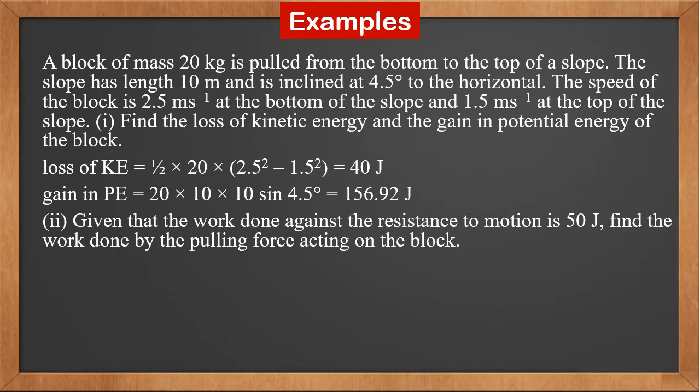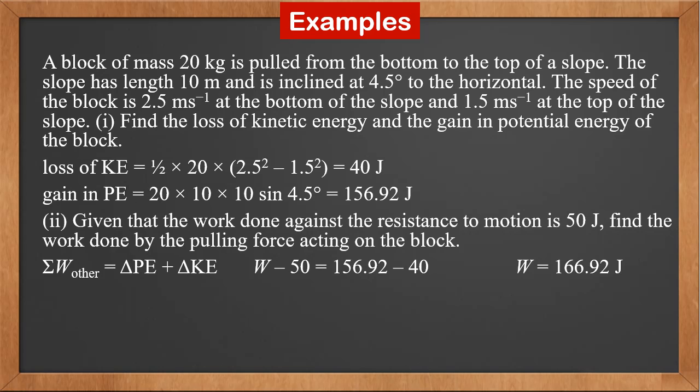2. Given that the work done against the resistance to motion is 50 joule, find the work done by the pulling force acting on the block. Sigma W other is delta PE plus delta KE. Work done by other forces is W minus 50. From 1, delta PE plus delta KE is 156.92 minus 40. So W is 166.92 joule.